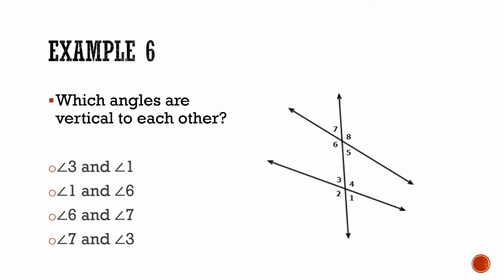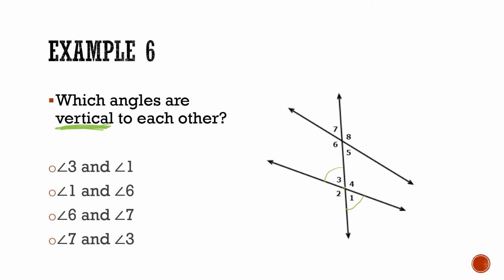Which angles are vertical to each other? Okay, so we've got several vertical angles here, so you're probably better off just looking through your answer choices. So think about what vertical means. It means they share a vertex, they're opposite of each other, and they have the same measurement. Okay, so angle 3 and 1. Let's check that one first.